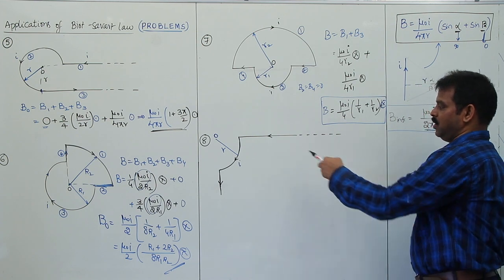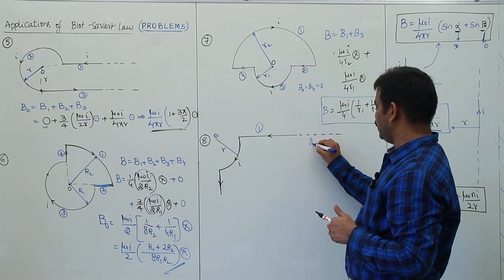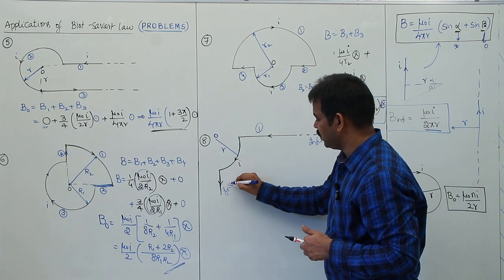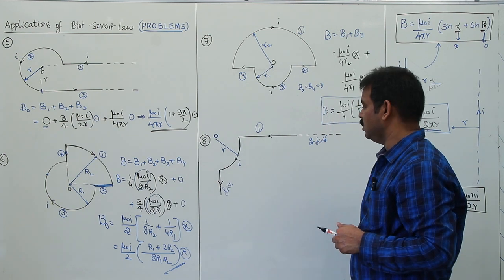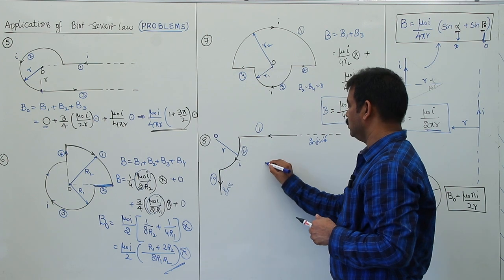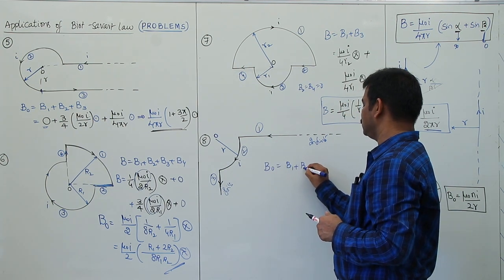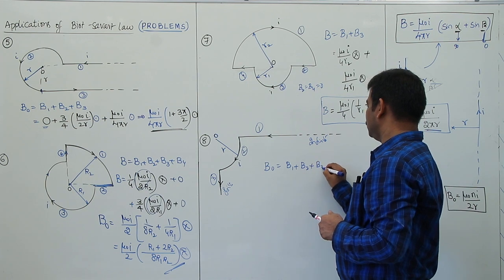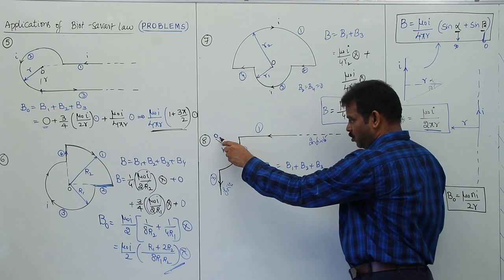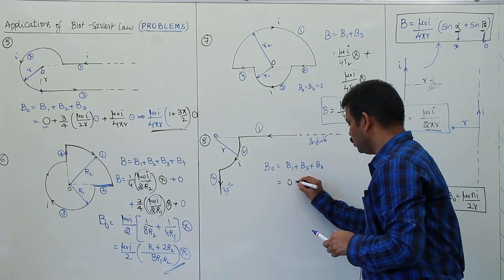Now, eighth problem. Here the current is coming like this. This is an infinite wire, but this is a finite wire, because the dots are not shown here. So once again, this is the first portion, second portion, third portion. So the magnetic field at the center is given by B1 plus B2 plus B3. What is B1? Once again, this point O is on the axis of this wire, so you can write this as 0.